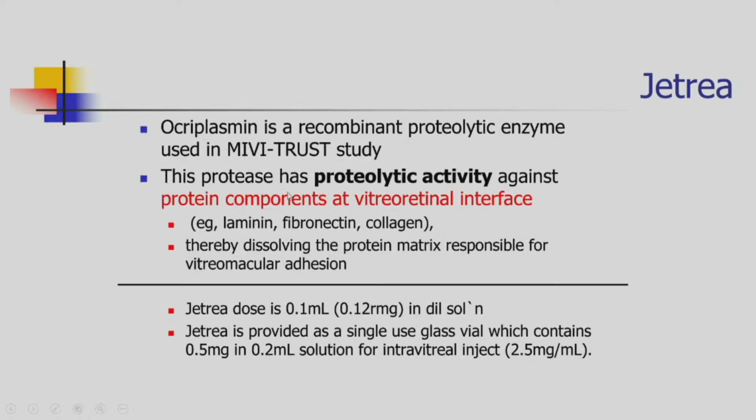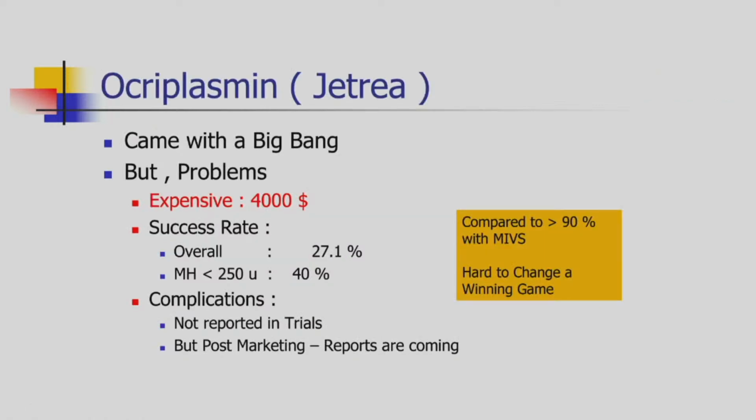And ocriplasmin was studied in the MIVI-TRUST trial. The reason it causes improvement is it has a proteolytic activity against various protein components at the interface, namely laminin and fibronectin. So since it dissolves these proteins, it can lead to separation of this. But it came with a big bang, and it disappeared also with a very big bang, primarily because of 3-4 reasons. It was very expensive. One injection is $4,000, and the success rate is 25 to 27% only, whereas with MIVS, success rate is nearly 95% to 100% virtually.